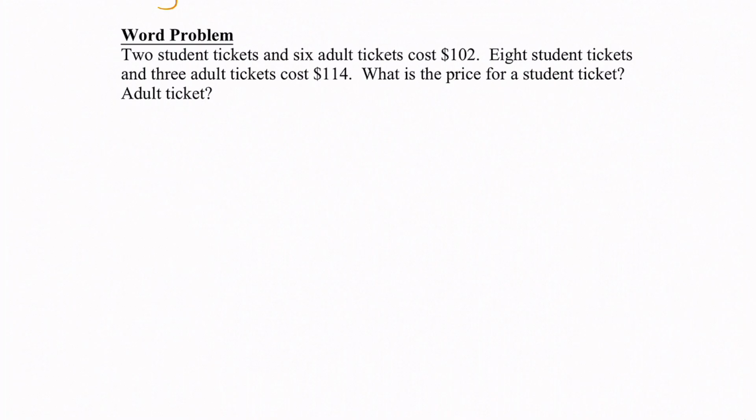So I'm going to first state what my variables are going to be. It's asking about the price for student ticket and adult ticket. So I'm going to let x equal the price of a student ticket and y equal the price of an adult ticket.